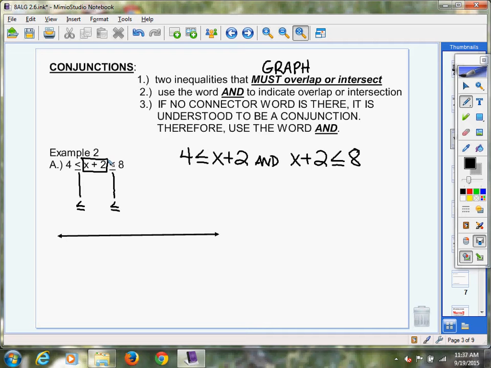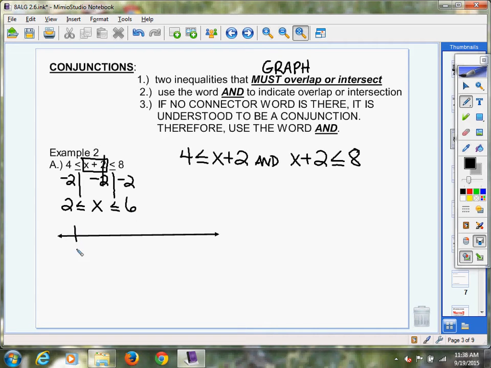So go back to basics. How do you undo the addition of 2? Yes, you would subtract 2. You would subtract 2 in every single alley. So we're going to do 4 minus 2, which is 2. X plus 2, and then we take away 2, gives us just x, and then 8 minus 2 is 6. So what we're saying here is that my first number, which is my lower number, we're going to start and include the number 2, and we're going to finish up at 6, including 6, because there's that equal to sign.